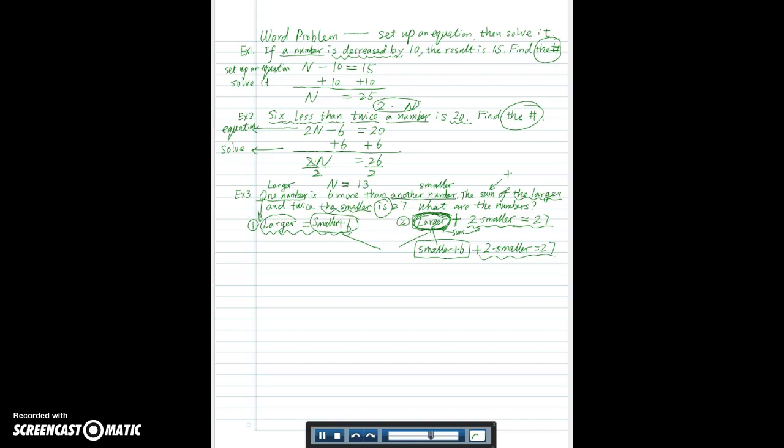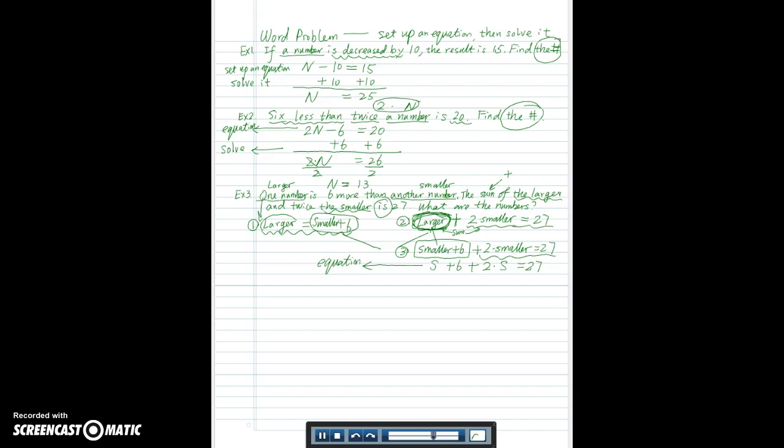So we get a new equation here, which we can call equation 3. In this equation, we don't have larger anymore. We just have smaller and smaller. And instead of copying English words, I'm going to use a single letter S to represent smaller, to save writing. So I get a new equation: S plus 6 plus 2S equals 27. And this is the equation we want.